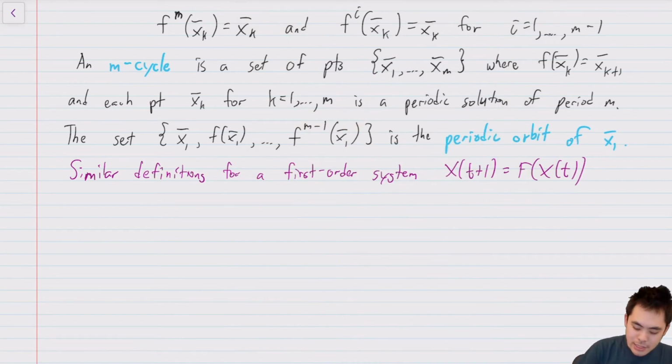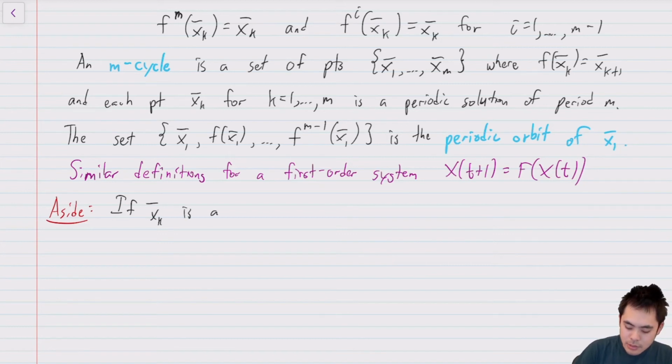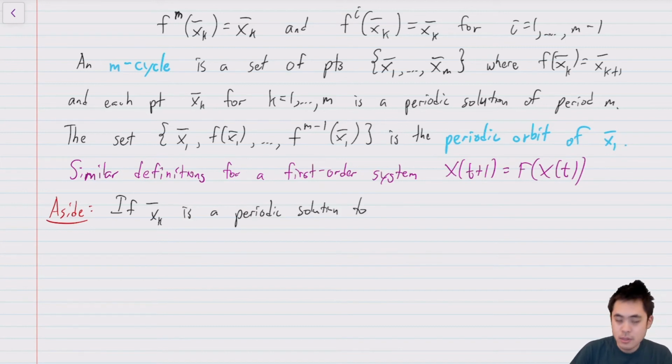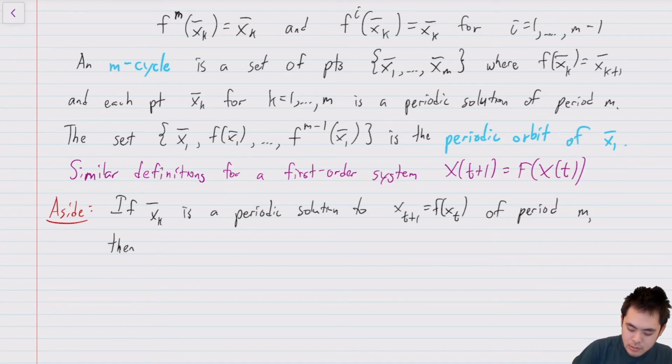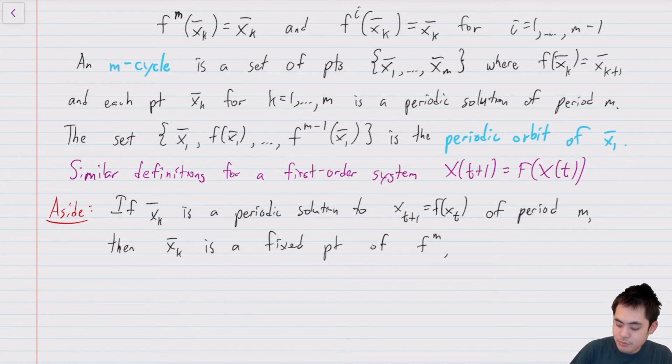Okay, and a couple quick asides. We might go into these. So the first one is that if xk bar is a periodic solution to x sub t plus 1 is equal to f of x sub t, so our difference equation of period m, then xk bar is a fixed point of the function f to the m, and also the function f to the 2m, and f to the 3m, etc.